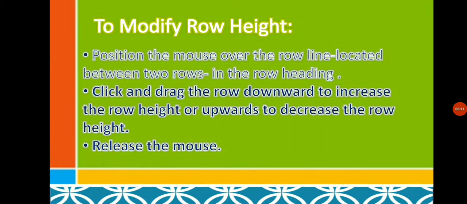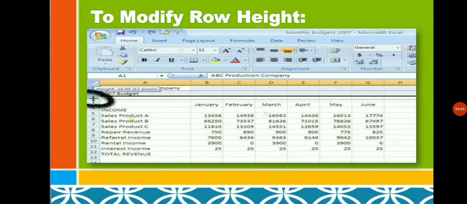Next is to modify row height. Position the mouse over the row line located between two rows in the row heading. Notice that the white cross becomes a double arrow cross. Click and drag the row downward to increase the row height or upward to decrease the row height, and release the mouse and the row height will change in your spreadsheet. And this is the example.